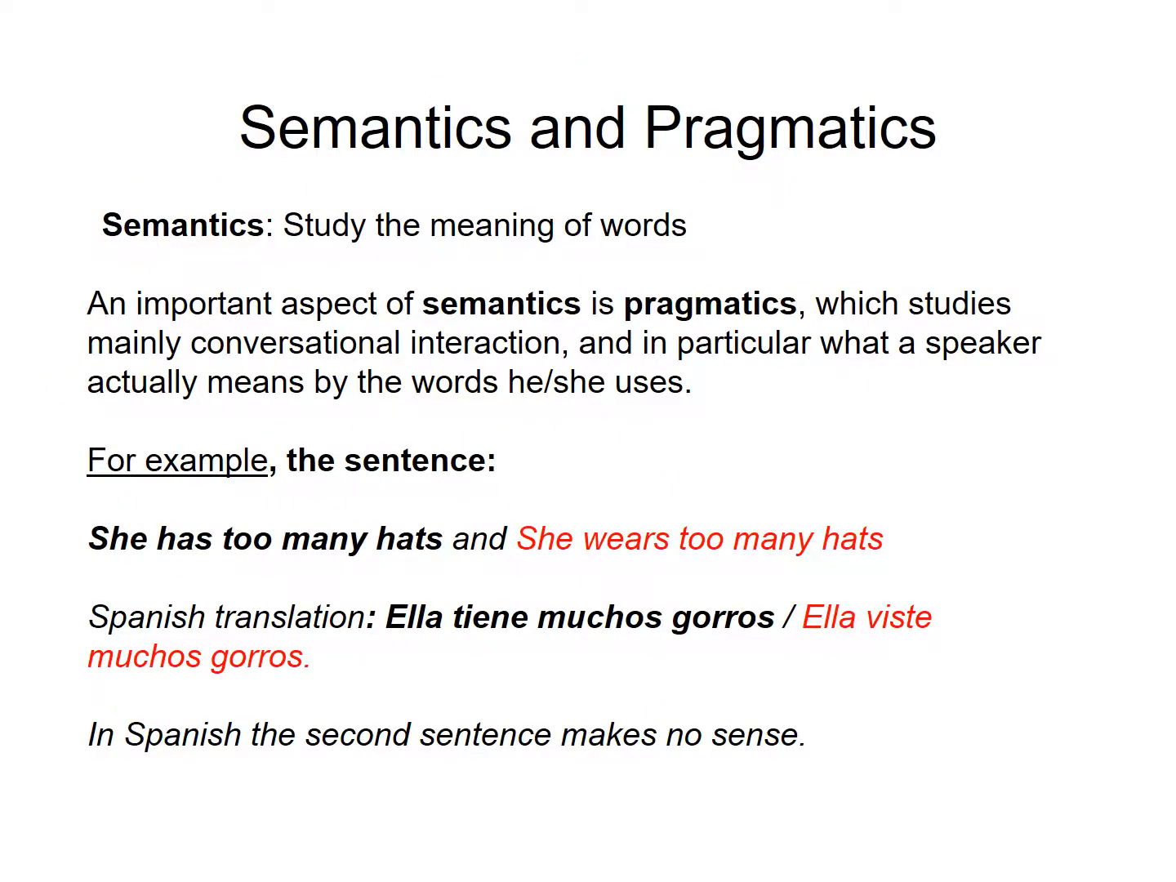In both languages, semantics studies the meaning of words, and pragmatics studies conversational word interaction. For example, the sentence, she has too many hats, has a meaning which can be worked out by adding together the meanings of the individual words. On the other hand, the expression, she is wearing too many hats, cannot be analyzed on the basis of its components. It is an idiomatic expression that has no meaning in Spanish. In Spanish, it will be something like, ella suele tener muchos cargos.